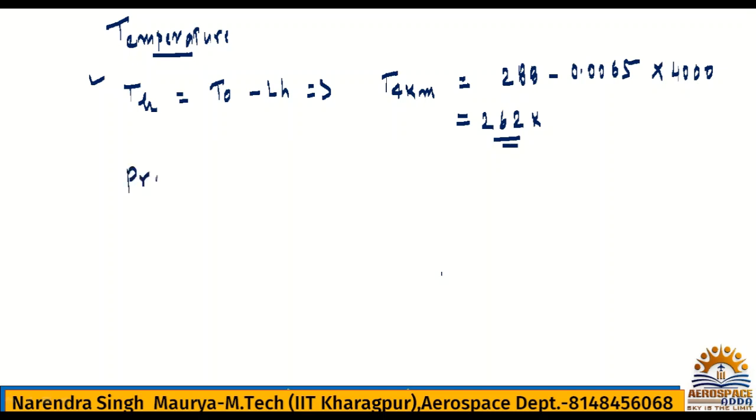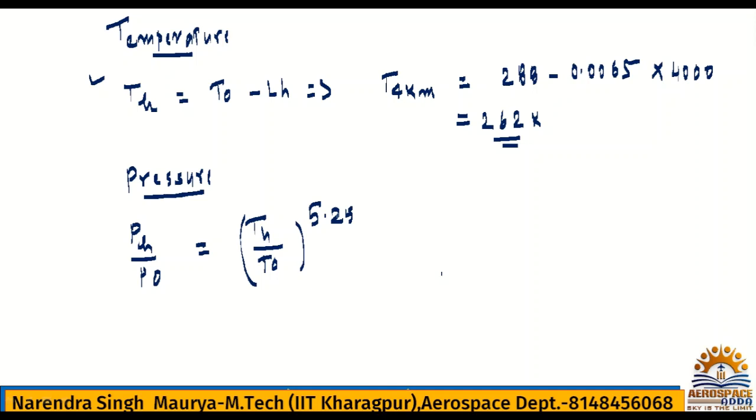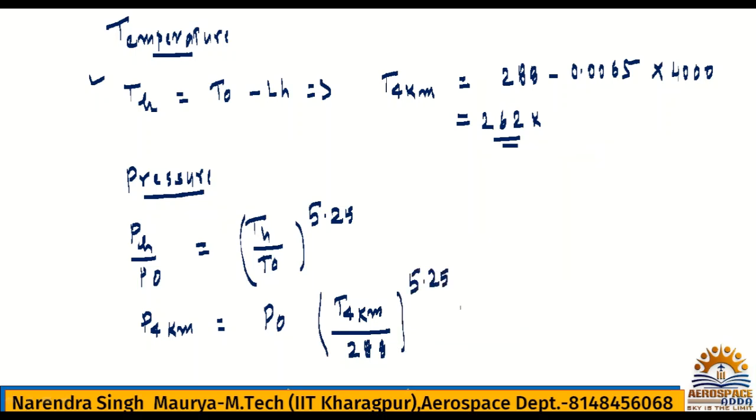What is the pressure? What is the formula? Ph by P naught is equal to (Th by T naught) to the whole power 5.25. What is H? H is 4 kilometers. So you want to calculate the pressure at 4 kilometers. It is P naught into (T at 4 kilometer divided by T naught) to the whole power 5.25. What is T naught? 288.